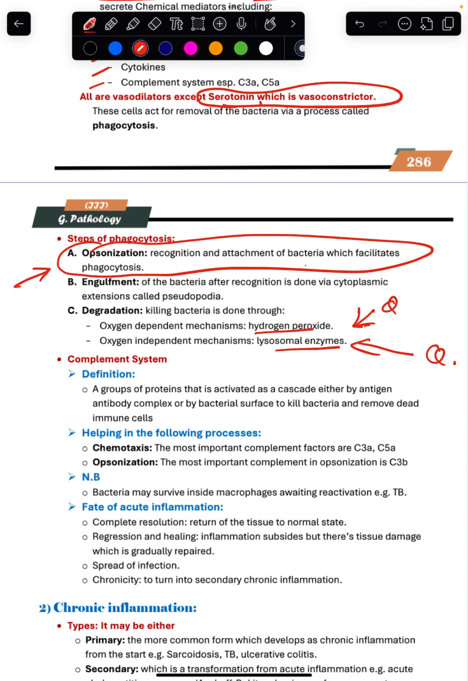Complement is a group of proteins activated in a cascade by antigens. It helps kill bacteria and remove dead tissue. Complement C5a and C3: opsonization is important. Complement opsonization is by C3b.